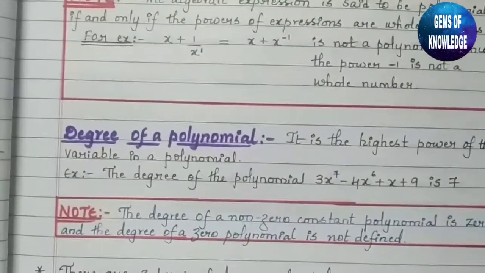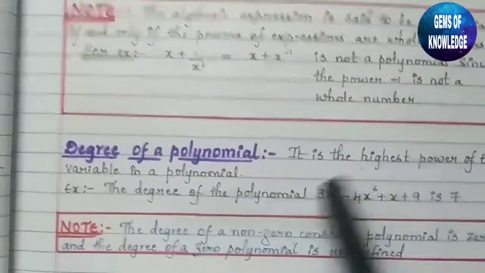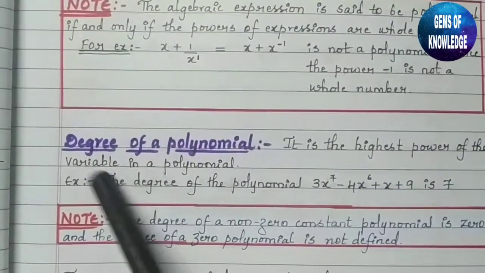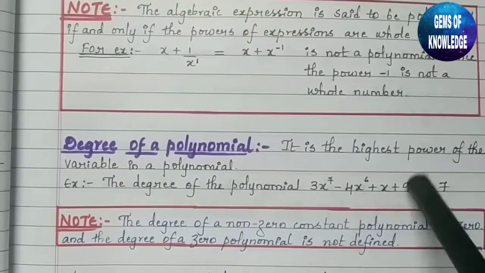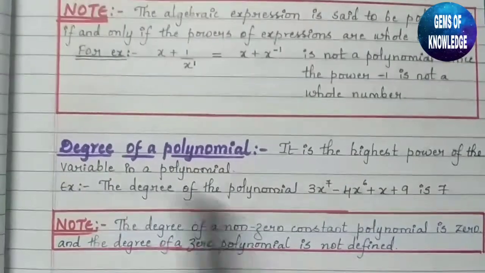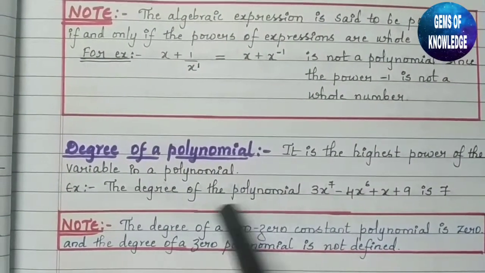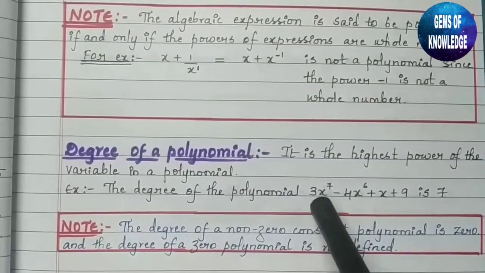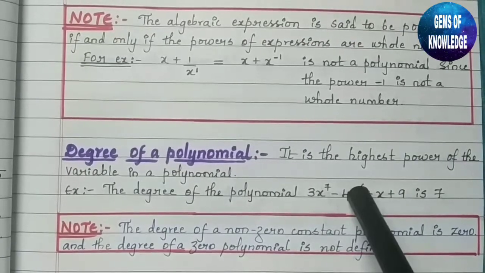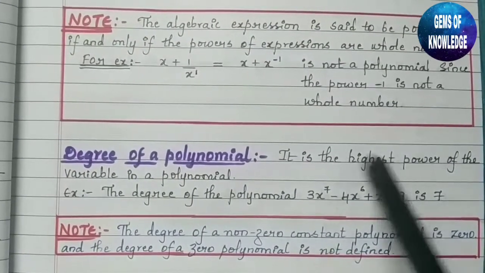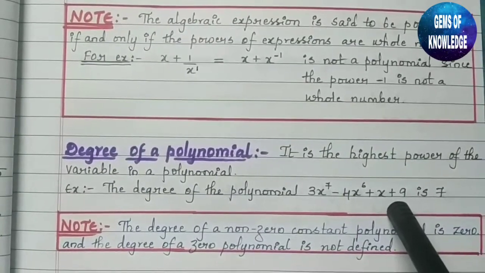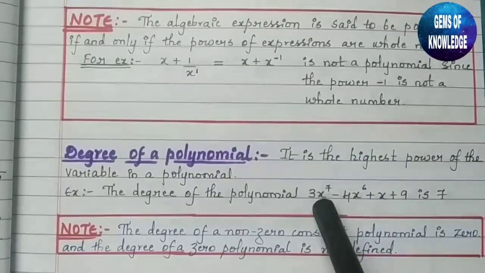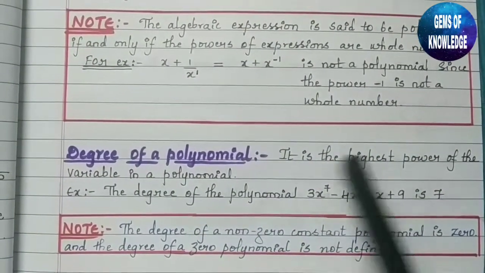Next we need to know what is degree of polynomial. Okay. So it is the highest power of the variable in the polynomial. Degree is nothing but the highest power of any variable in that polynomial. So an example is given. Here one polynomial is given: 3x to the power of 7 minus 4x to the power of 6 plus x plus 9. When we need to write what is the degree of this complete polynomial, it is nothing but 7, because this is the highest power in this polynomial.